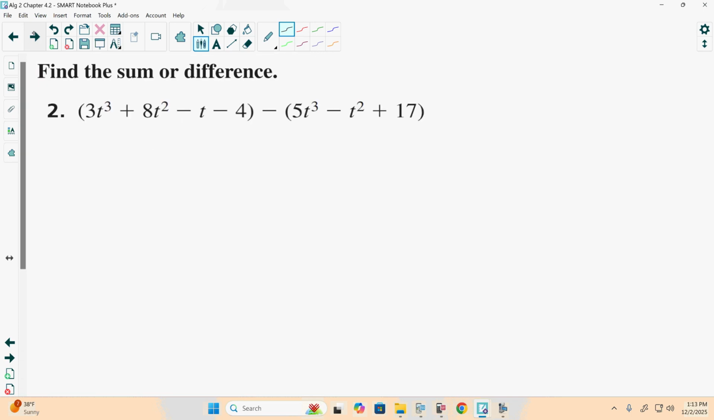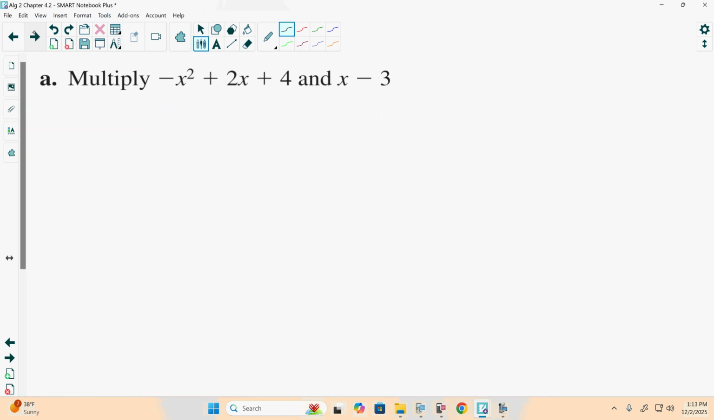If we feel comfortable with adding and subtracting, we can move on. And how you add or subtract, vertically or horizontally, it does not matter. Pick whichever one that you feel more comfortable with, that you feel better with, and do it that way. So if you feel better with it doing vertically, do it vertically. If you feel better horizontally, do it horizontally.